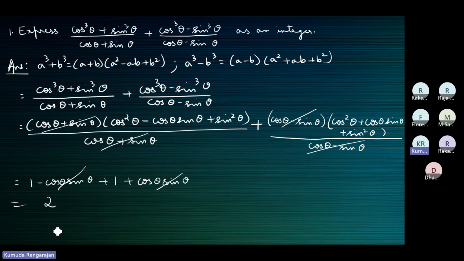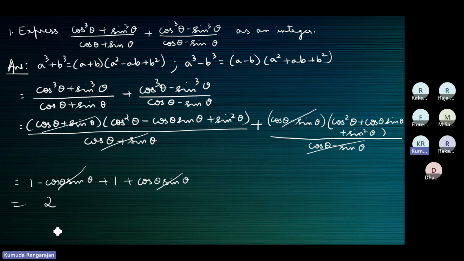Children, again, my screen is visible, right? Yes, ma'am. So you can see the identities which are used to work this one. The numerators, a cubed plus b cubed and a cubed minus b cubed, must be factorized using the relevant identities. So I've written cos cube theta plus sin cube theta, which is a cube plus b cube, as a plus b into a square minus ab plus b square.